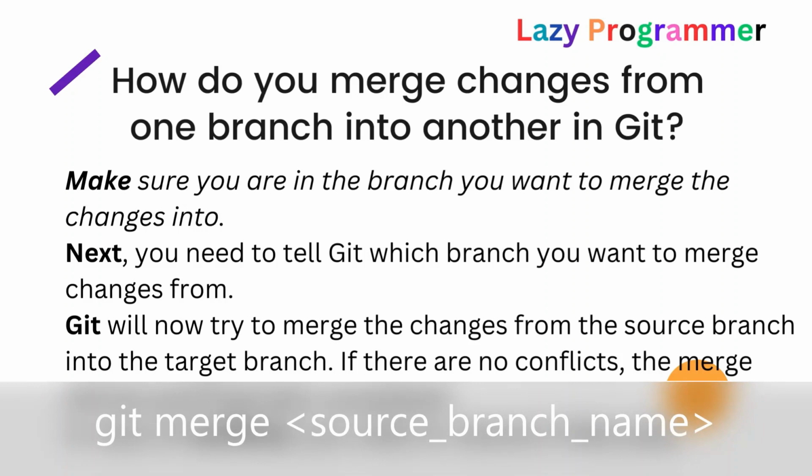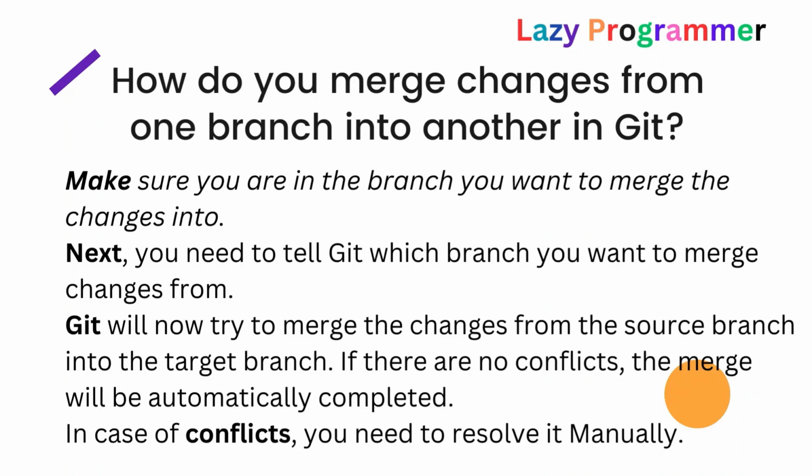For example, if you want to merge the changes from a branch called feature branch, you can use the command git merge feature branch. Git will now try to merge the changes from the source branch into the target branch. If there are no conflicts, the merge will be automatically completed. However, if there are conflicts between the two branches, Git will prompt you to resolve them manually.